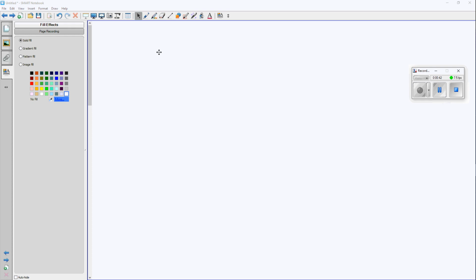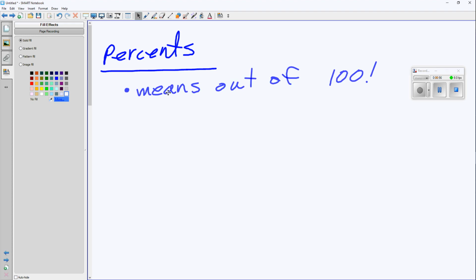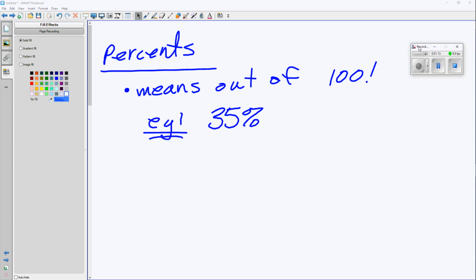Now let's talk about percents. Don't hesitate to pause the video anytime you get to a point where you want to copy a note. So percents. Percents means something out of 100. For example, if I have 35%, think of the zeros in the percent as the zeros in the 100, and the 1 and this slash really mean 1. So this means 35 out of 100. To represent 35 out of 100, we literally say that's equal to 35 divided by 100.